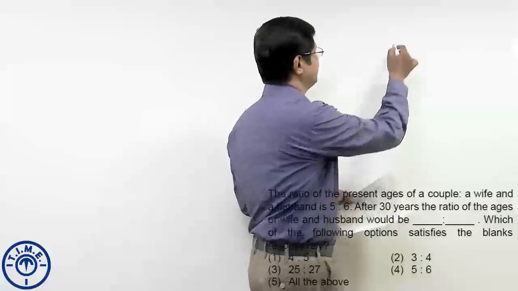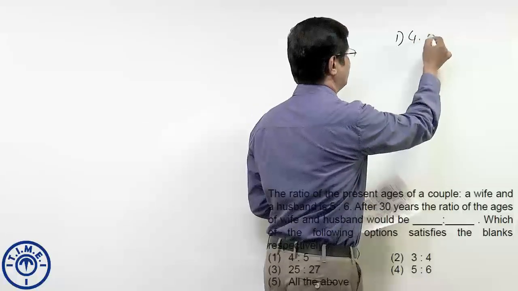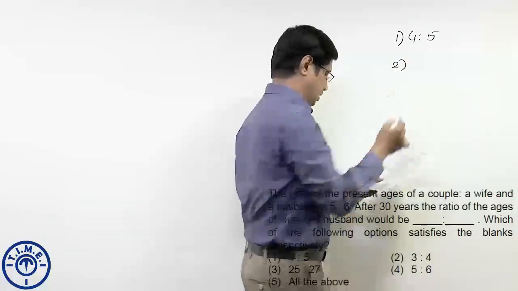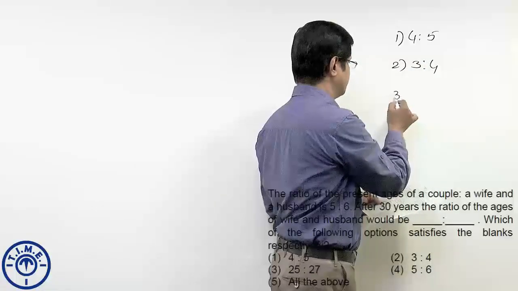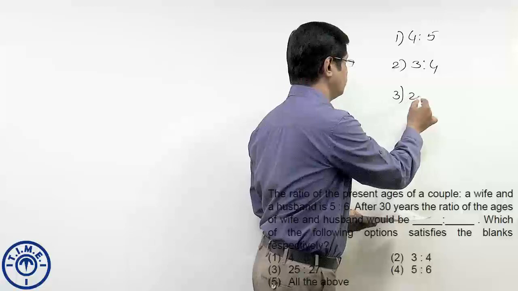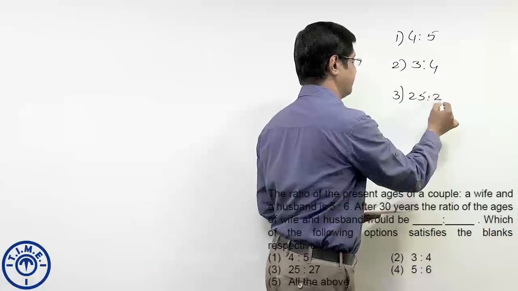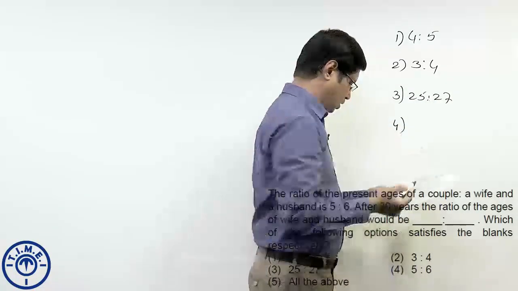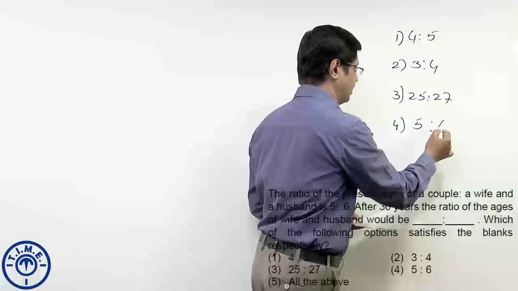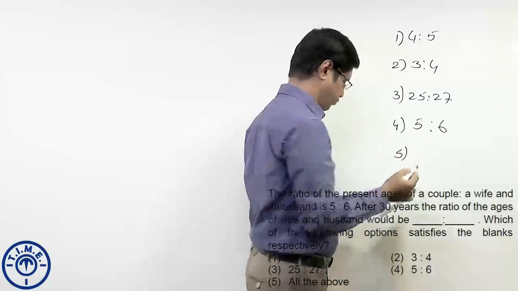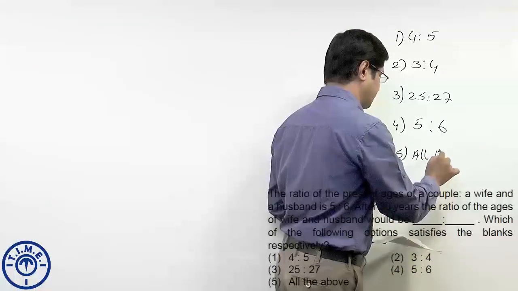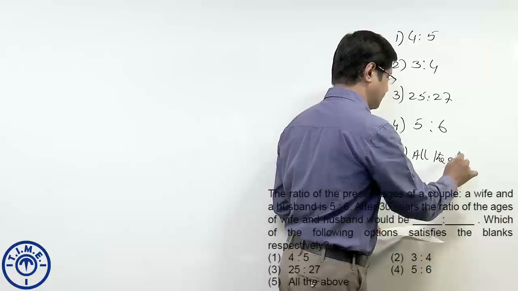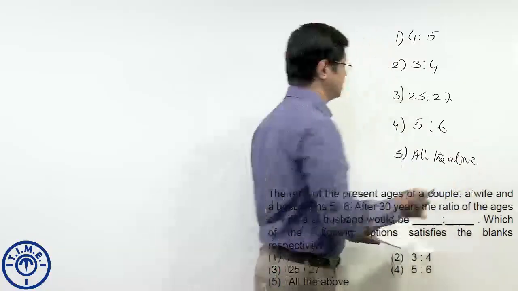Now what is the first option? Option number 1 is 4:5. Option number 2 is 3:4. Option number 3 is 25:27. And option number 4 is 5:6. Option number 5 is all the above. All the above means the given options are satisfying the condition.